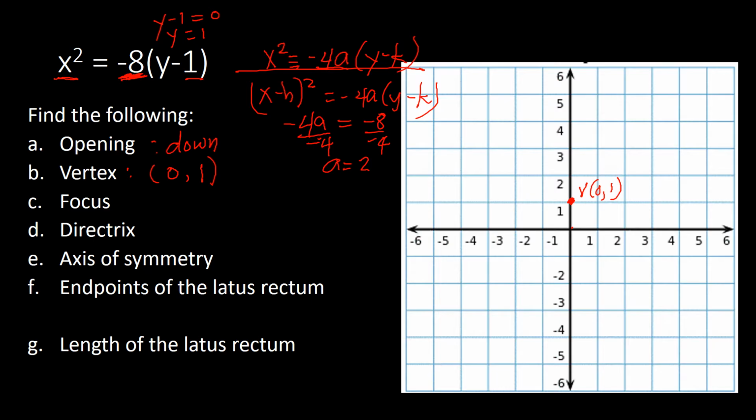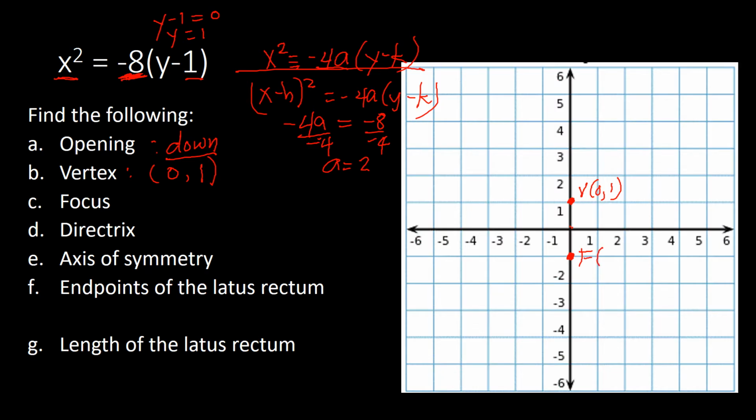Now, since a is 2, locating our focus, since this is a downward parabola, all we have to do is count 2 units from the vertex down. So again, 2 units from the vertex to determine the focus. So 1, 2. So this will now be our focus. Take note, focus is a point, so we have the coordinate there.